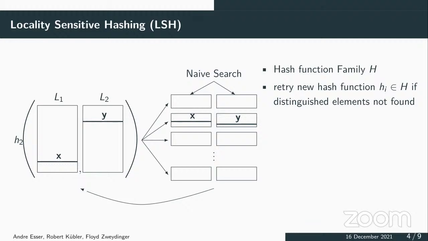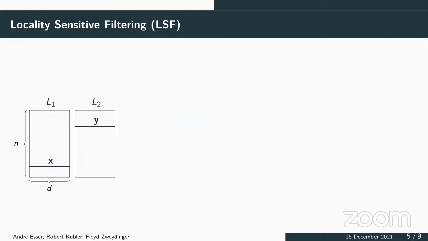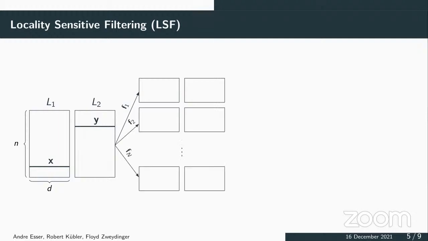A quite similar approach to LSH is the so-called locality sensitive filtering, or short LSF. In this case, we exchange our hash functions with filtering functions, meaning we apply a filtering function on each element in our two lists, which is done for n different filtering functions.